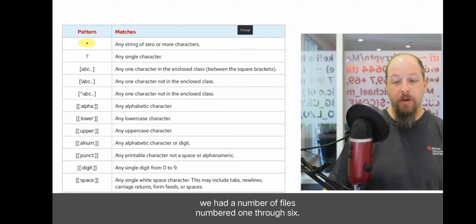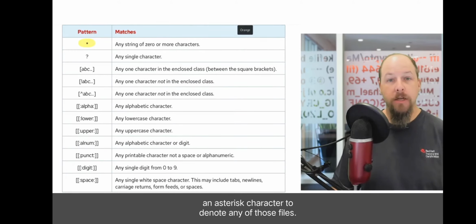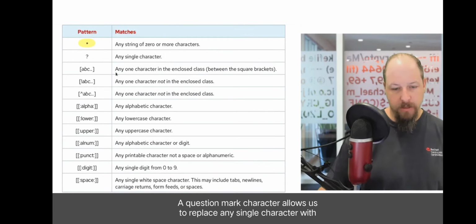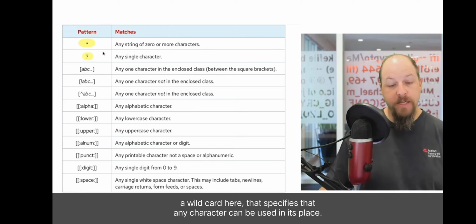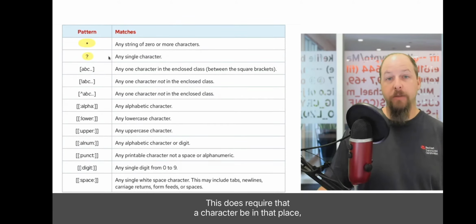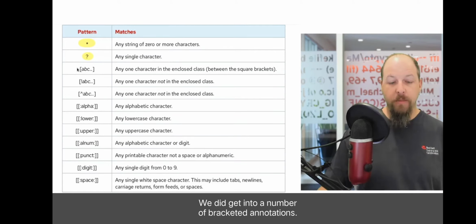If you recall from our previous guided exercise, we had a number of files numbered 1 through 6. We could substitute in place of each of those numbers an asterisk character to denote any of those files. We'll see that when we get to the command line. A question mark character allows us to replace any single character with a wildcard here that specifies that any character can be used in its place. This does require that a character be in that place, unlike the asterisk above. This must be replaced with any single character.